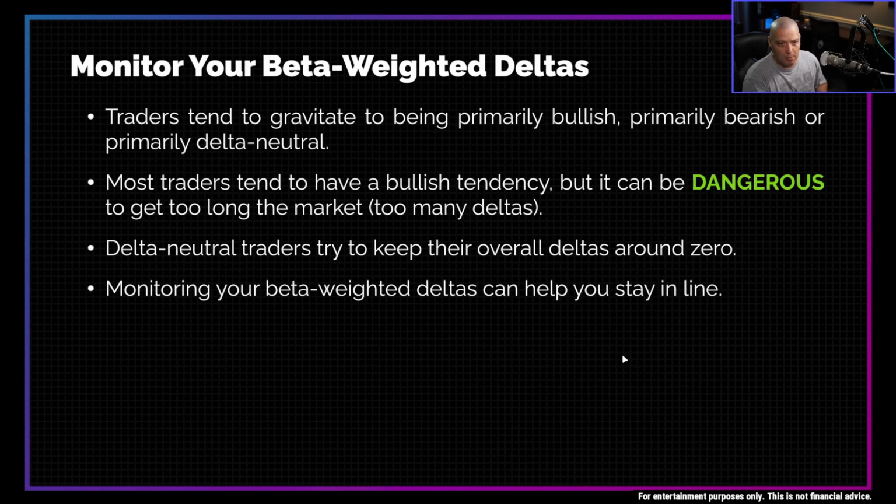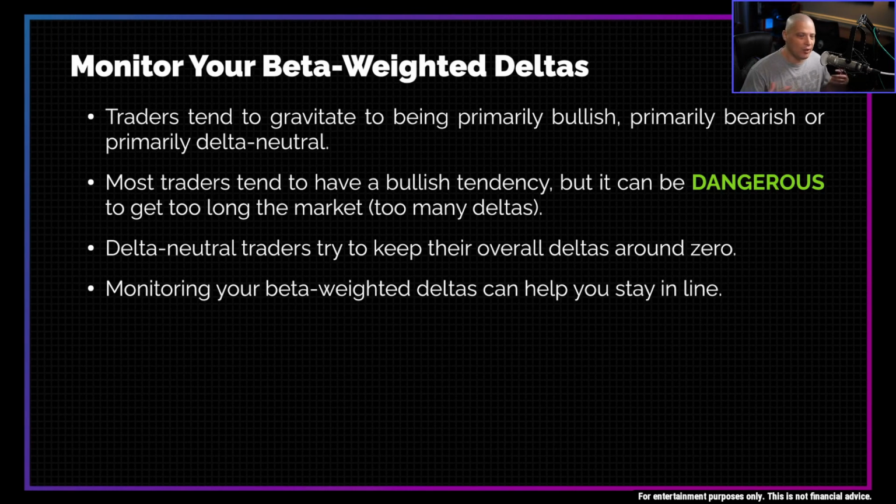So let's talk a little bit about monitoring your overall portfolio deltas. Traders tend to gravitate to either being primarily bullish, primarily bearish, or primarily delta neutral traders, right? As a wheel trader, I use the wheel strategy primarily, and I put on mostly bullish trades. And as somebody that mostly puts on bullish trades, I have to be careful because it can be dangerous if I get too long the market. In other words, if I get too many beta weighted deltas.